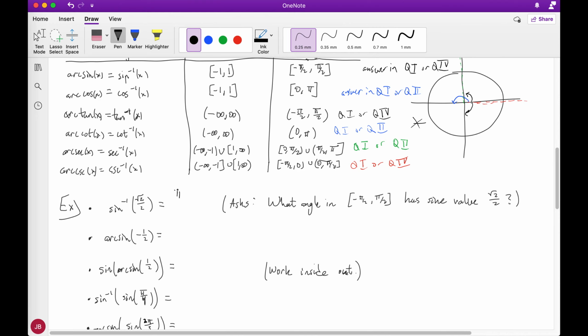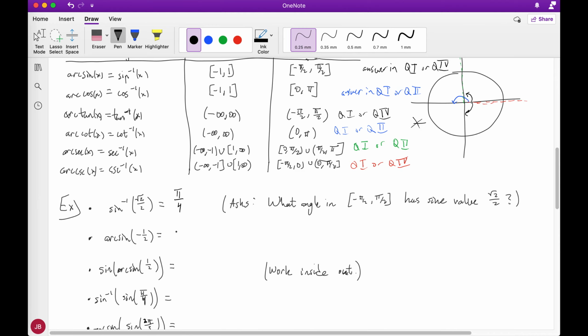And it may take a little bit of thinking about it to see, but the angle is pi over 4, right? Because the sine of pi over 4 equals root 2 over 2, okay? So now let's try this one. The arcsine of minus 1/2. What angle in quadrant 4 or quadrant 1 has a sine value of minus 1/2?